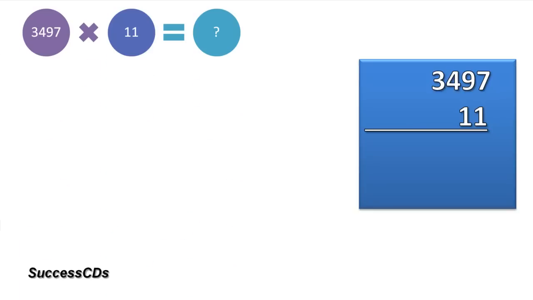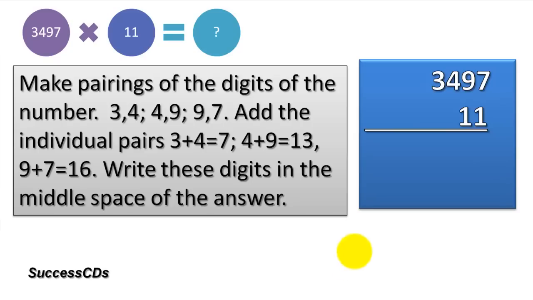Now the next step is, you have to make the pairs of the digits of the number. So 3 and 4 is one pair. You will add 3 and 4 and you get 7. The next pair is 4 and 9. You add them and you get 13. And the next pair is 9 and 7. You add them and you get 16. Now you will write these three sums in the middle part.